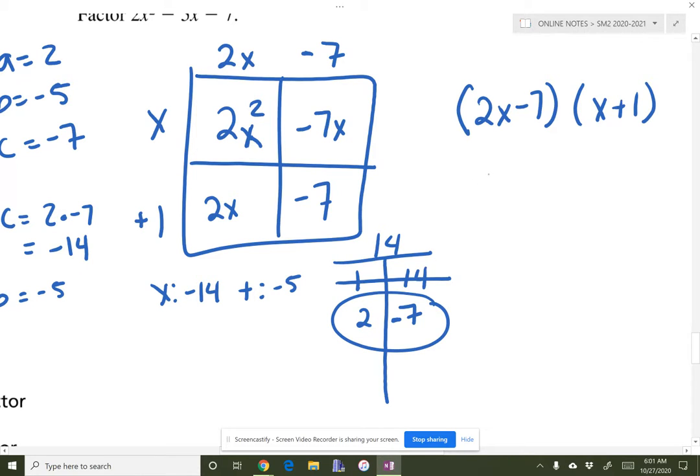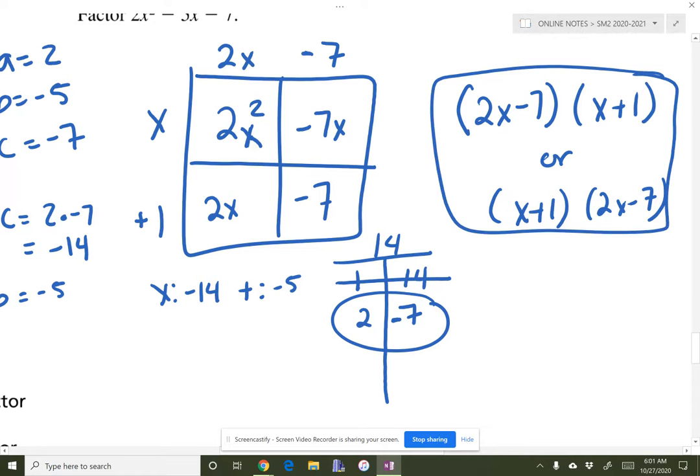Okay, this is the same thing as x plus 1 times 2x minus 7. You just have to make sure that your parentheses insides are the same. Okay?